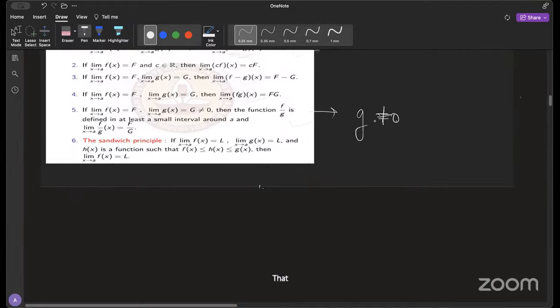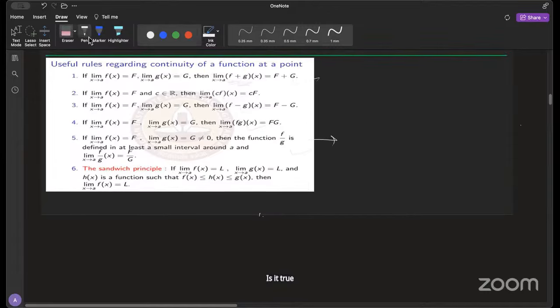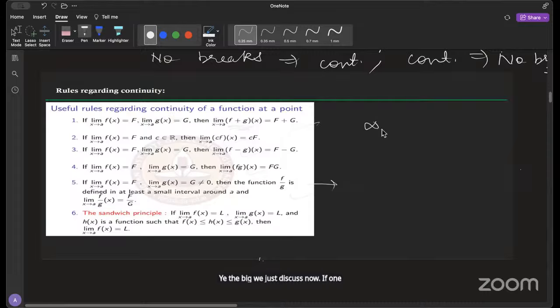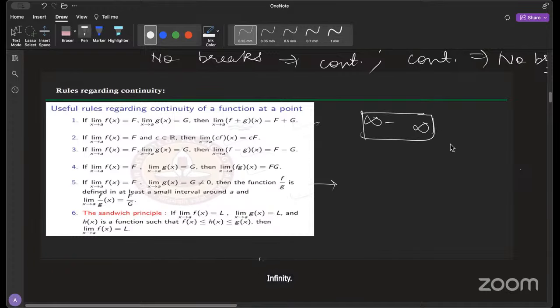Ma'am, the limits should be finite only? It cannot be infinite, then the rule doesn't apply here? Yeah, because we just discussed, no? If one limit is, say, infinity, and the other limit is minus infinity, or actually even if you separate it, you're going to get infinity minus infinity. Then what are you going to do with it? Infinity minus infinity is one of those indeterminate forms. This is not a limit, right?